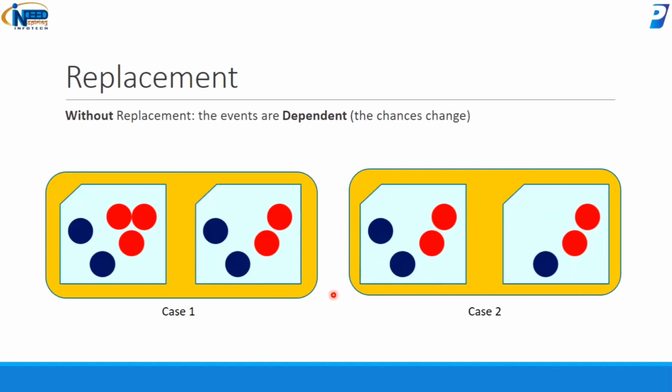Here you can see in this example, this is without replacement. In the case of without replacement, once case one is done, one event has taken place and the red ball is out. Now it is not replaced, the same box is being used. And in this case, the probability of getting red is 2 by 4 and the probability of getting blue is 2 by 4. The probabilities have changed and therefore it is called a dependent event.